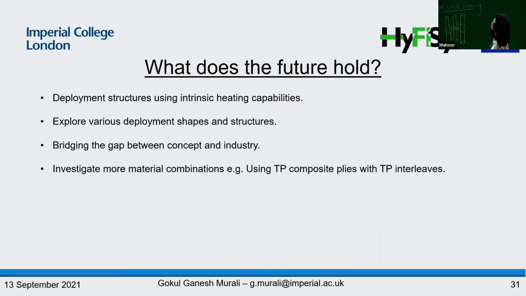And then we could also investigate using different material combinations, for example, different grades of thermoplastic. Instead of CFRP and polystyrene, we could think of different grades of reinforced thermoplastics interleaved with some thermoplastics with lower glass transition, for example.